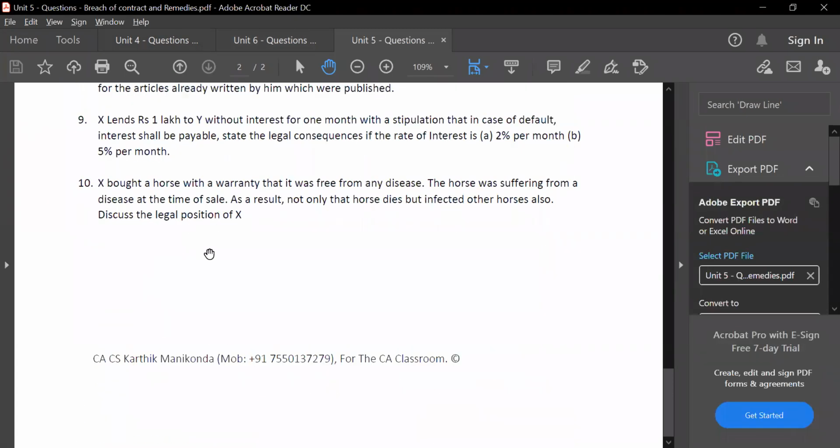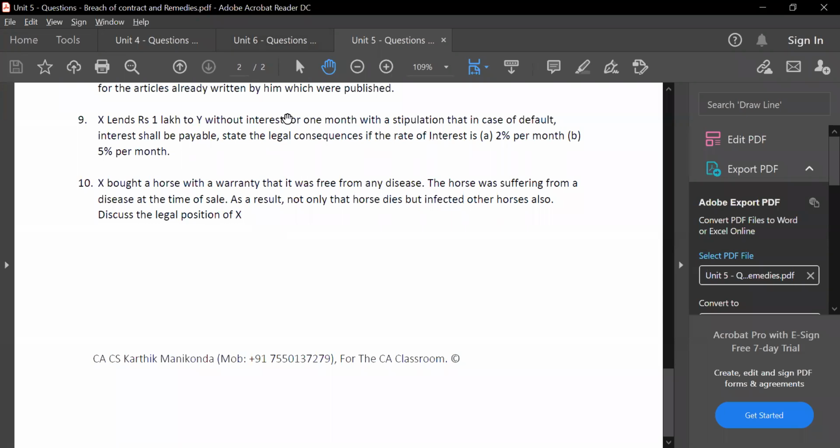Sir, the question given is there is a warranty. But if there is no warranty, will the concept of let the buyer beware prevail here, sir? Yes, it will prevail. If there is no warranty, then buyer beware will prevail. Okay, yes, sir.